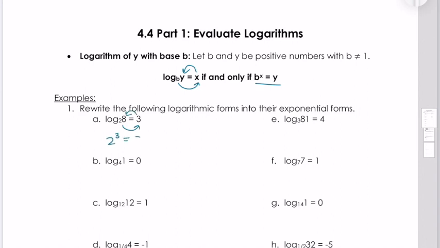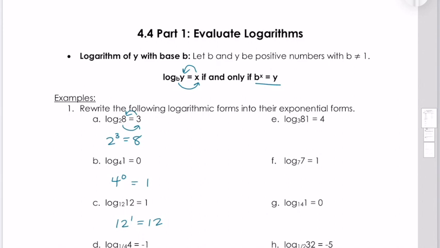So in this case we do know the power. 2 to the power of 3 equals 8. 4 to the power of 0 equals 1. 12 to the power of 1 equals 12. 1/4 to the power of negative 1 equals 4. Remember, negative flips it.